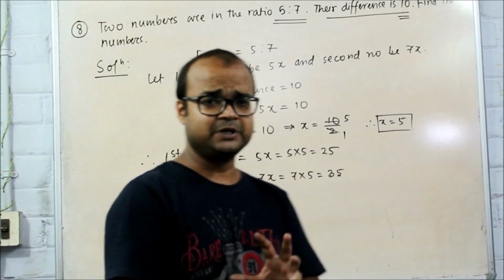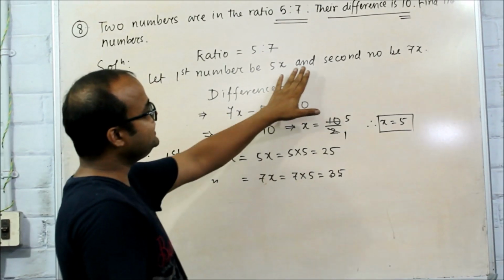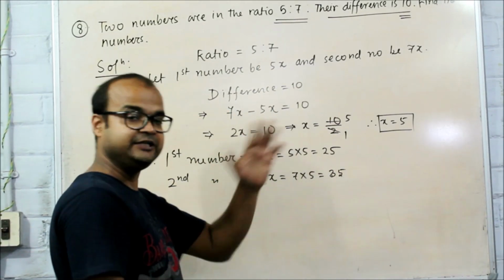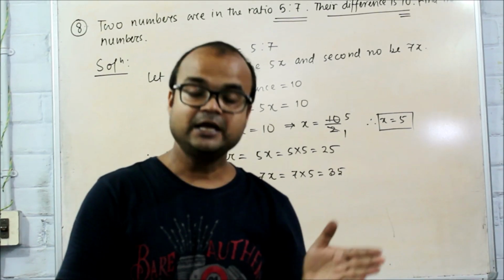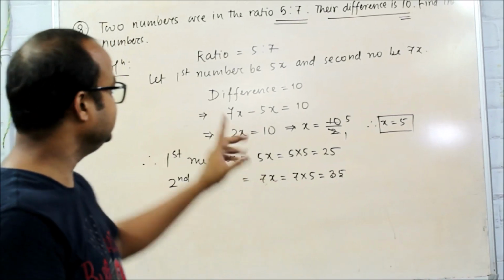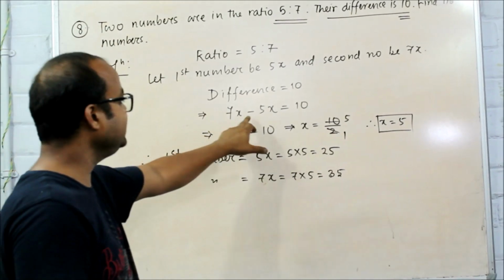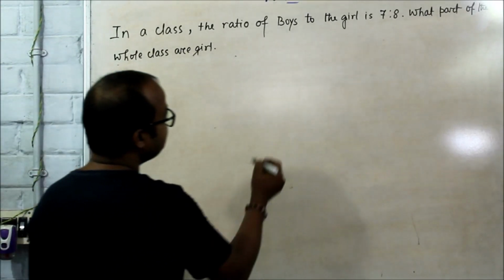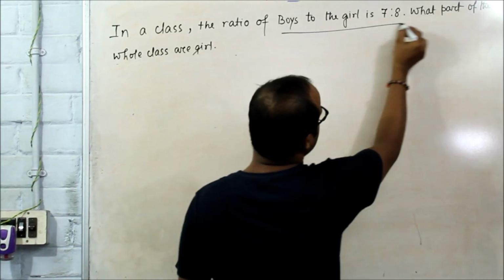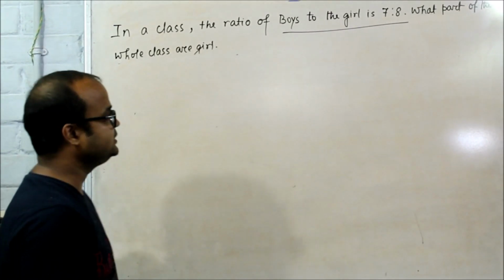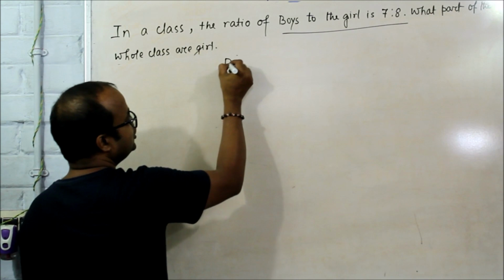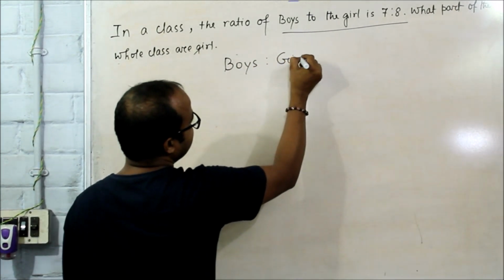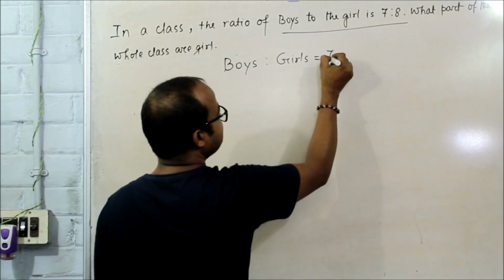Now for example, if it is given as their sum, then you need to add. For difference you need to subtract, and in case of sum you need to add. This will be plus. Now in a class, the ratio of boys to girls is 7:8. That means the ratio of boys to girls is given as 7:8.